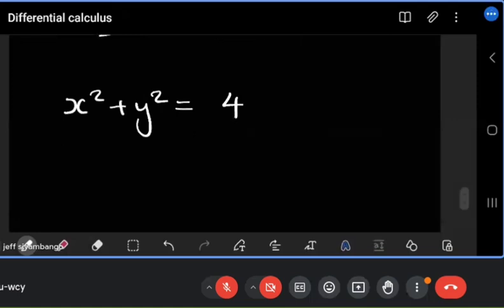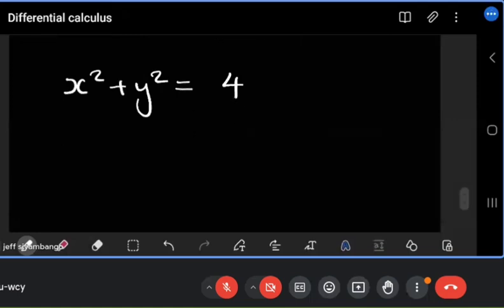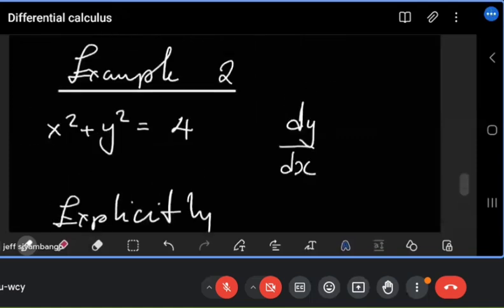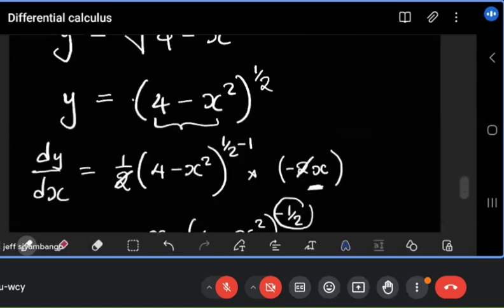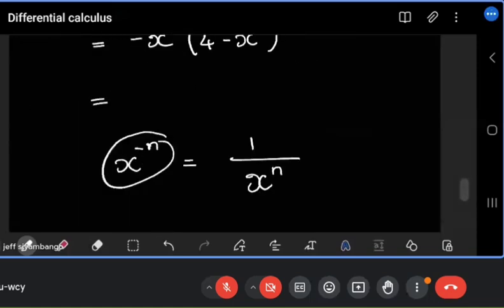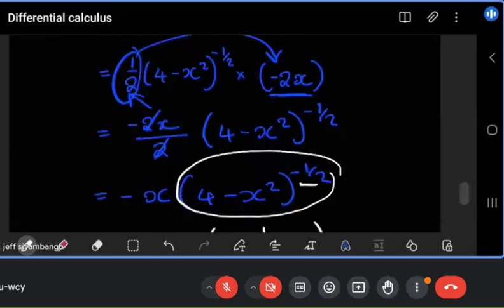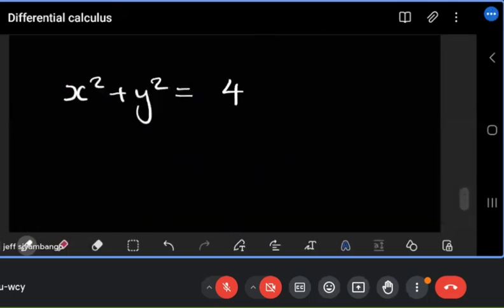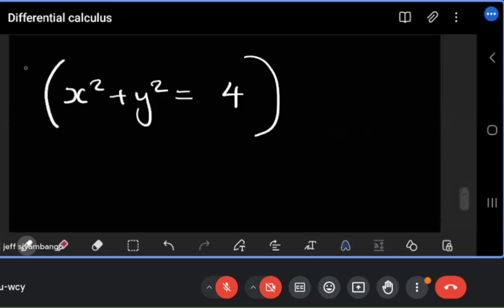Now, for explicit, you saw how long it took and what we had to do. We started solving this somewhere here. We had to make y the subject. We square rooted here and there. We had to differentiate. We saw how long it took. But let's try the other method. For the other method, all we do right here, we'll start differentiating.